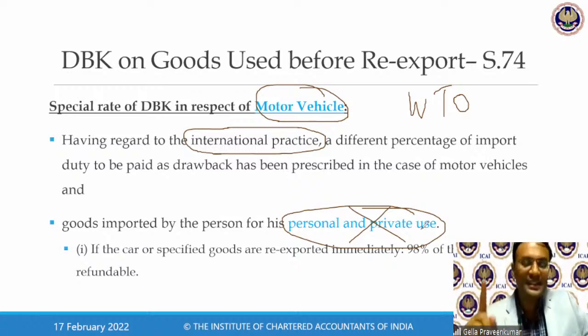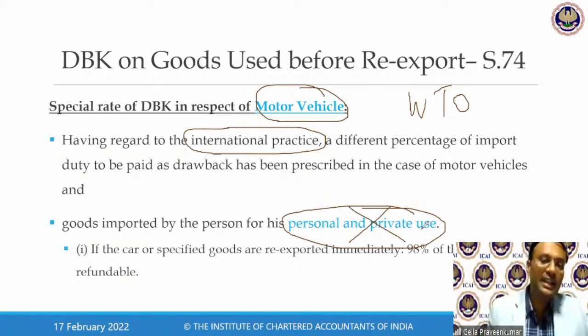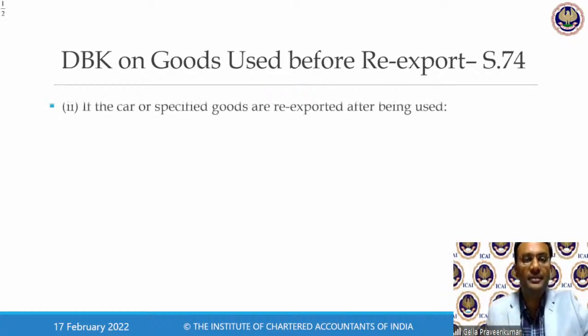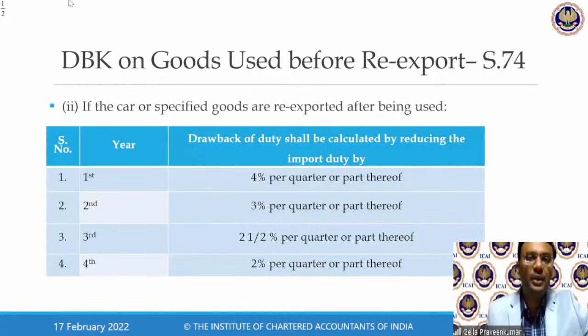Now, in those cases, they say, look, it should be meant for personal and private use. Only then the rebate of 98%, the drawback, is permissible if it is re-exported immediately. That means I wouldn't take it for my usage. Moving further. So what if I don't meet the condition? What you have said? If the car or specified goods are re-exported after being used.